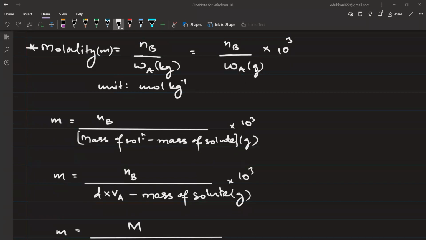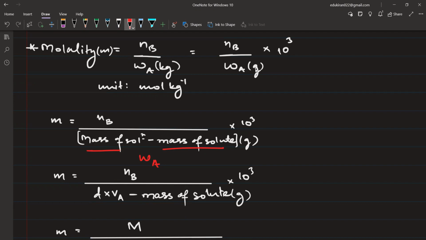Now, there are many ways in which you can represent molality depending on what information has been given. For example, if you have been given the mass of solution and not the mass of solvent, then mass of solution minus mass of solute is going to give you Wa, the mass of solvent. And if it is in grams, multiply by 10 to the power 3, so you will get it in kg, and the number of moles of solute is as it is.